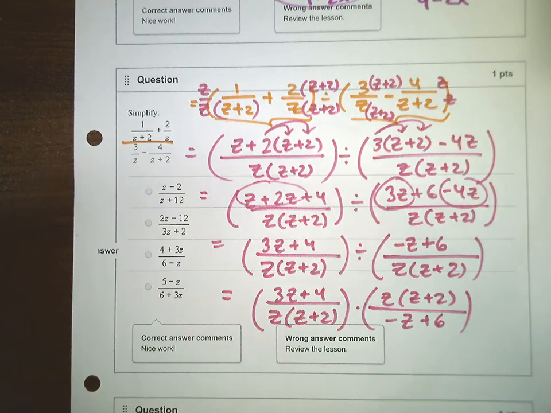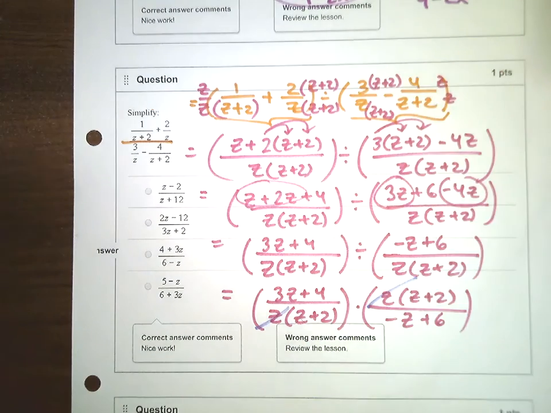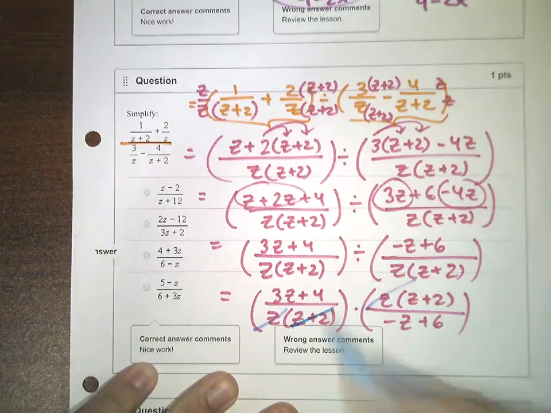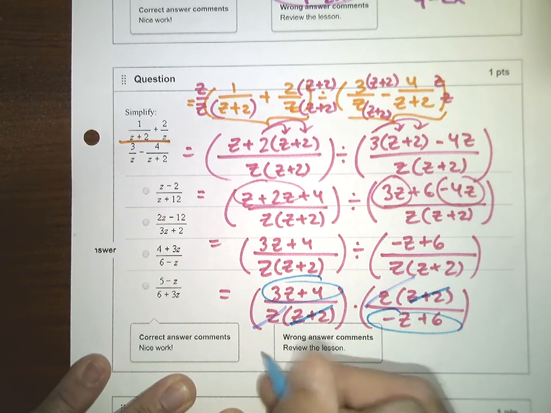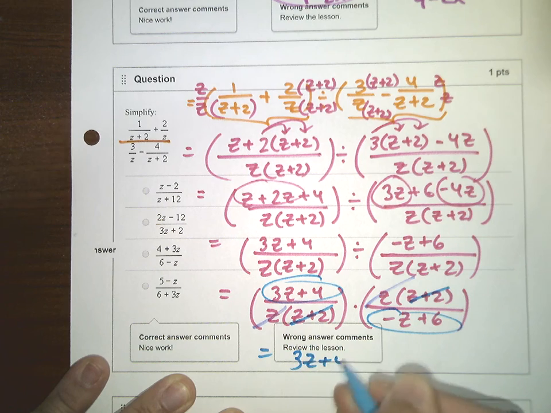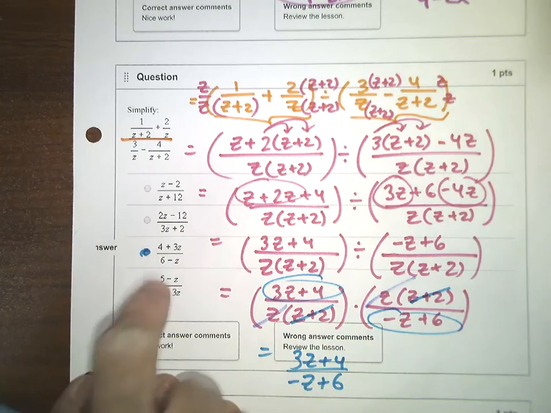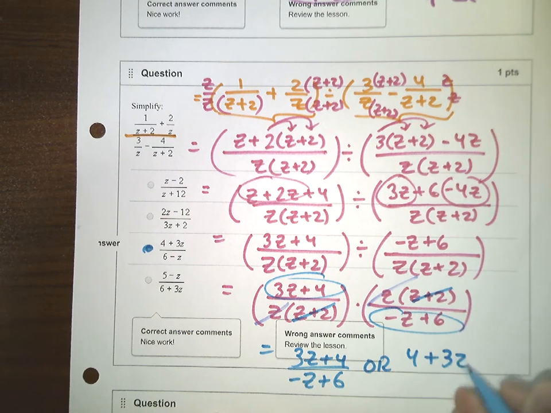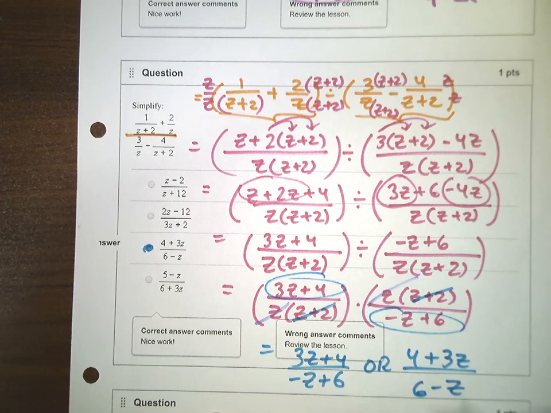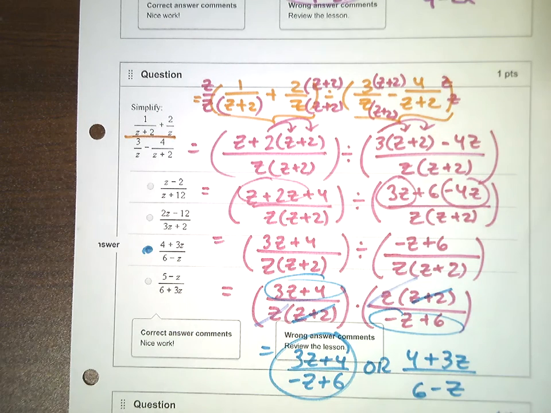And I can divide out the z's. All right, and then divide out the z plus 2's, so you can see I'm left with (3z + 4) over negative z plus 6, or if I rewrite it so that it's in the same form as my answer choice, 4 plus 3z over 6 minus z. All right, what a time to be alive.